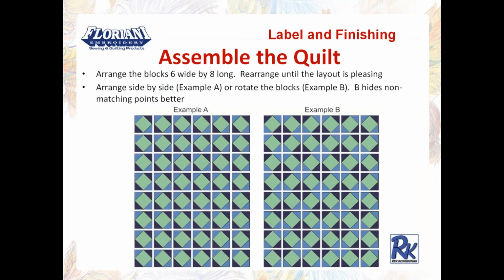Now there's two different options for laying out the blocks, other than which block goes where, because of the way the colors are in this. You can arrange them either side by side, which is example A, or you can rotate the blocks, which is example B. If you look closely at example A, you'll see that the corner triangles don't match each other in color. They're alternating colors. And in example B, the corners all match in colors so that we've got all the darks in one spot and all the lights in another. And that, to my eye, makes a much more pleasing effect. But if you like the effect in example A, you can do that.